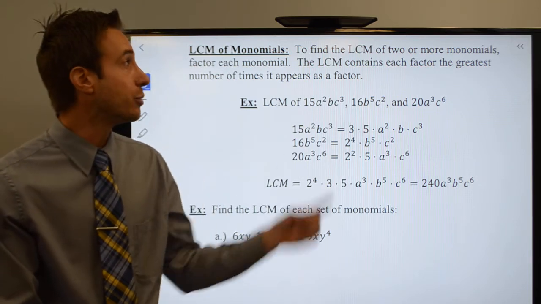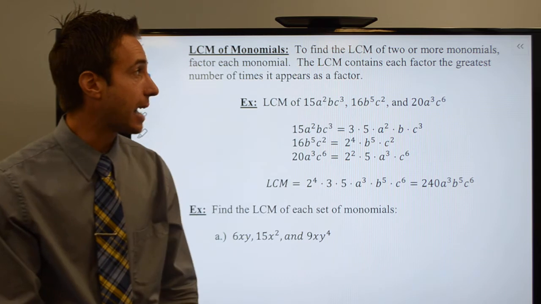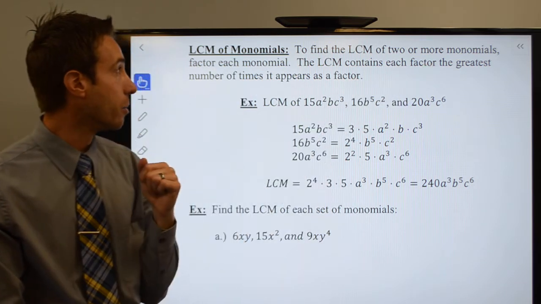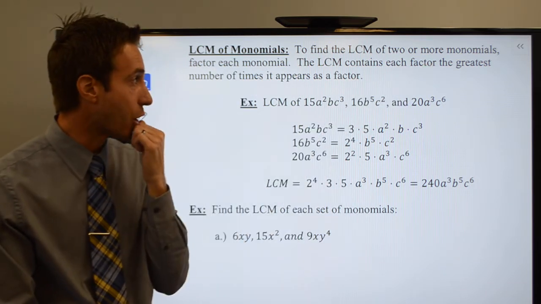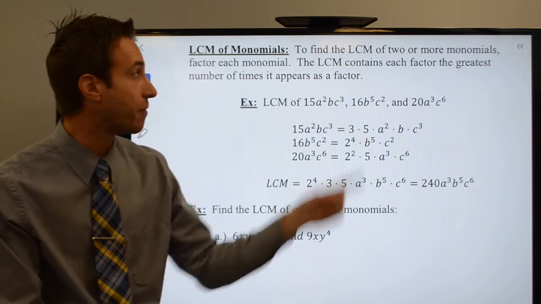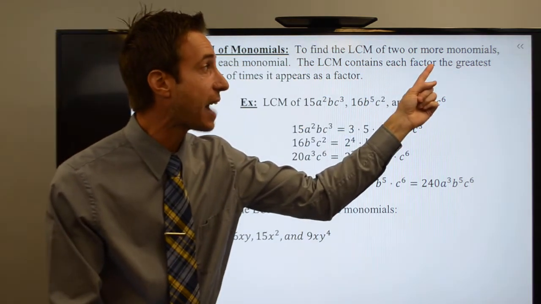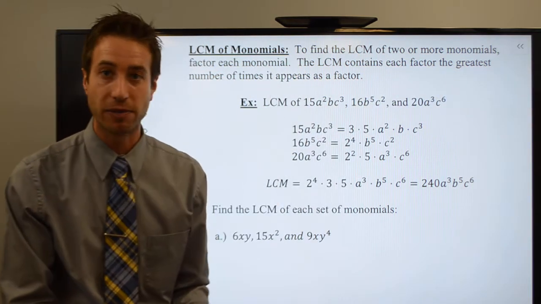Well, we need to do the exact same thing. We need to find the LCM of 2 or more monomials by factoring each of the monomials. And again, keep in mind what I mentioned before: the LCM contains each factor the greatest number of times it appears.